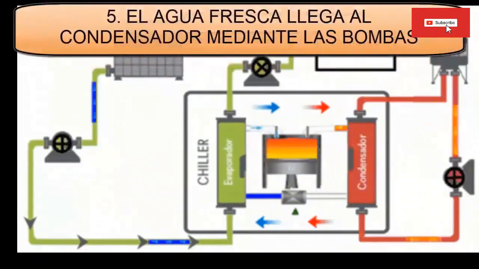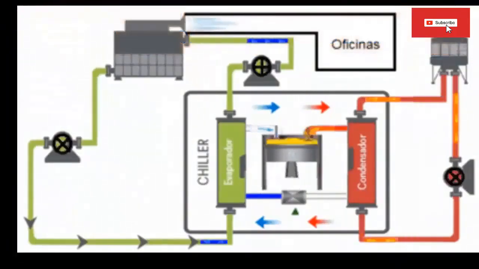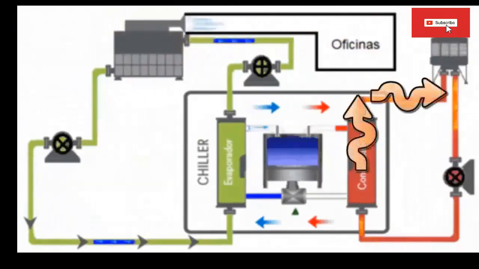Step 5. The fresh water is carried by the pumps to the chiller condenser. Since the refrigerant is now in the condenser, and is hotter than the fresh water, heat from people can pass into the water in the cooling tower.